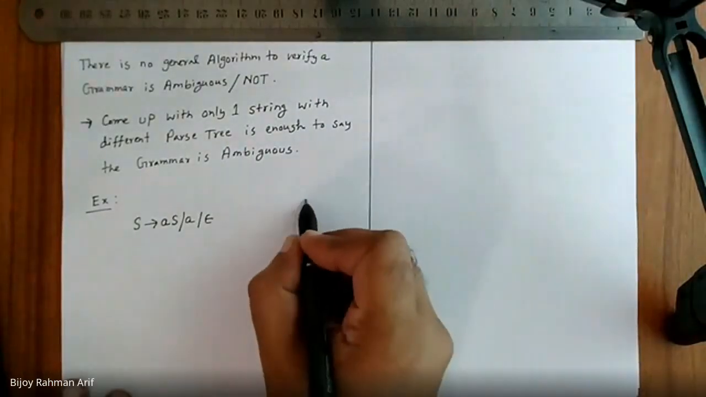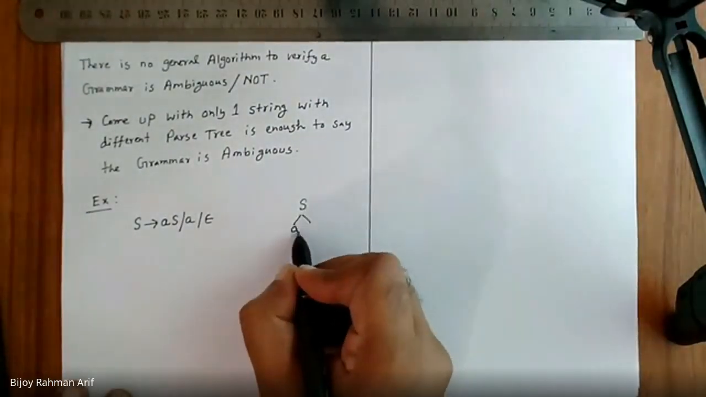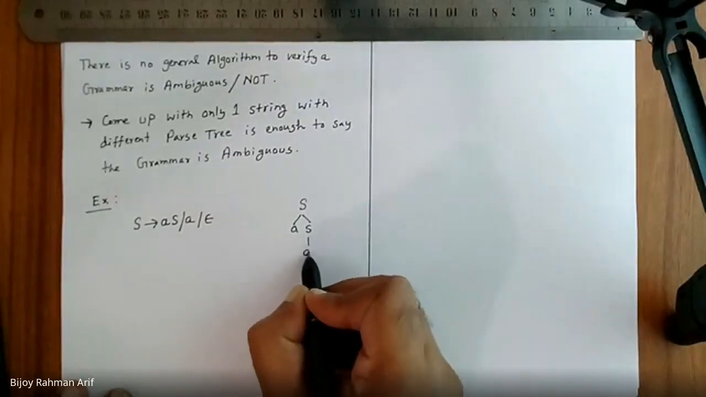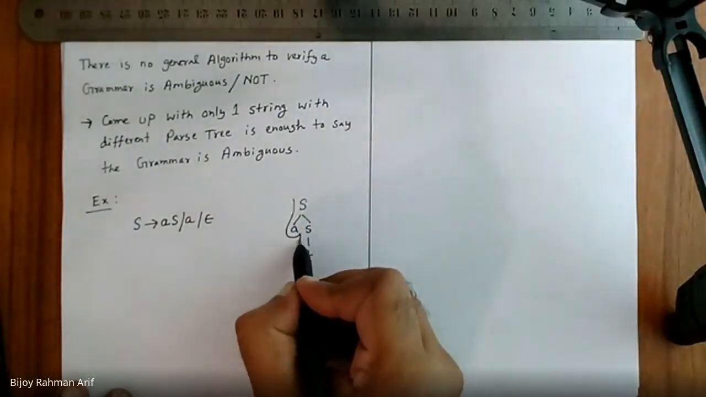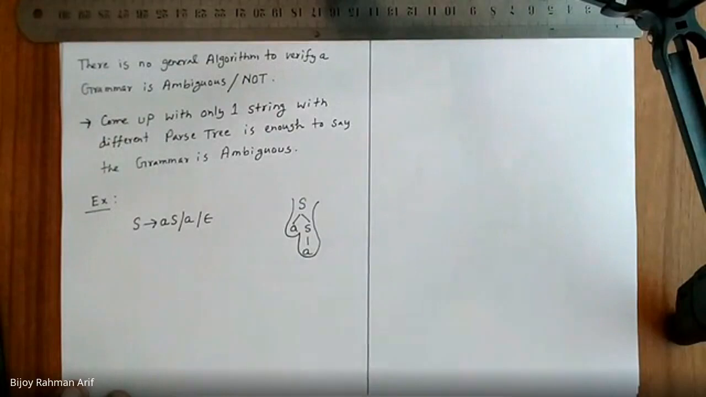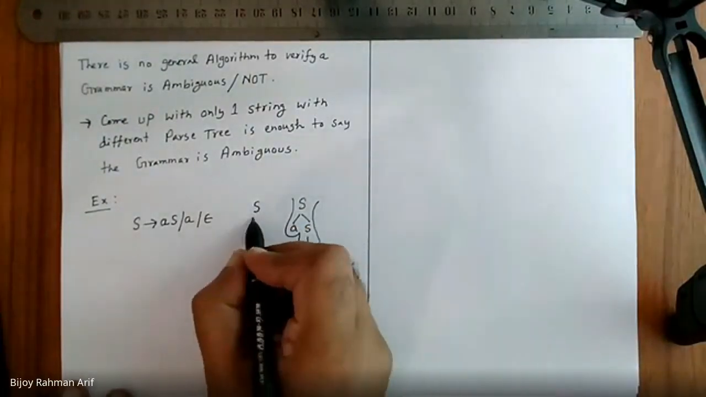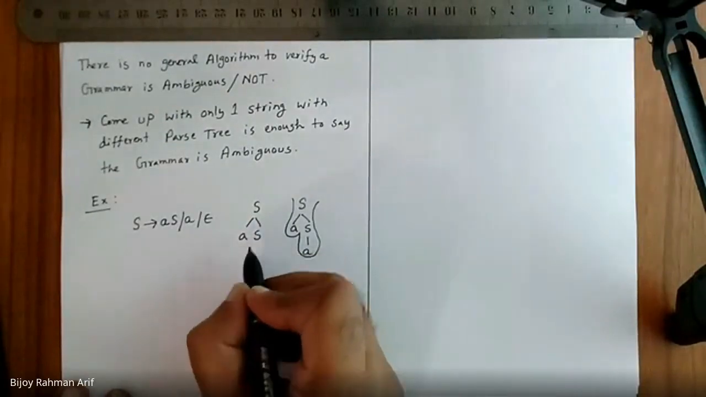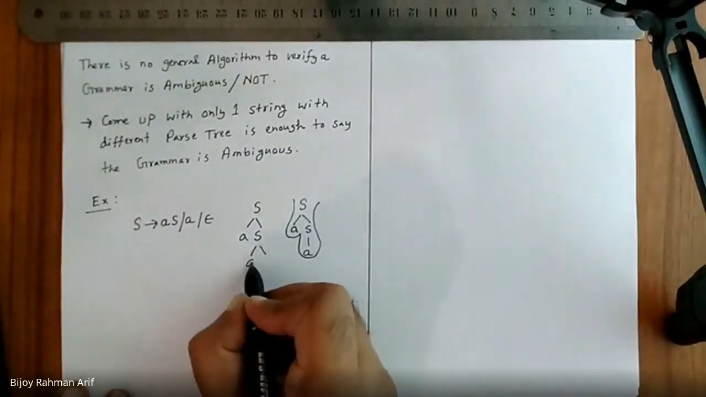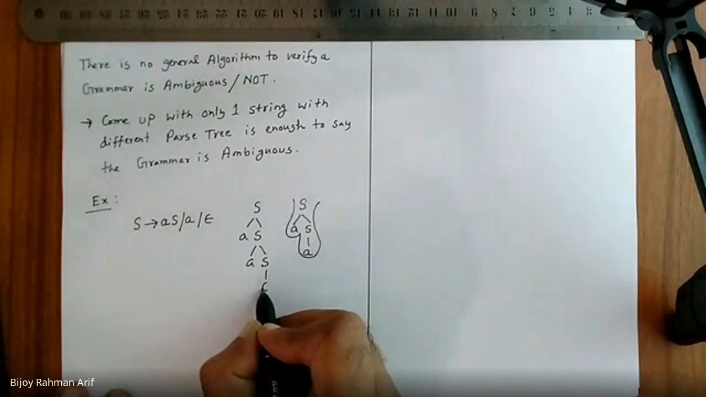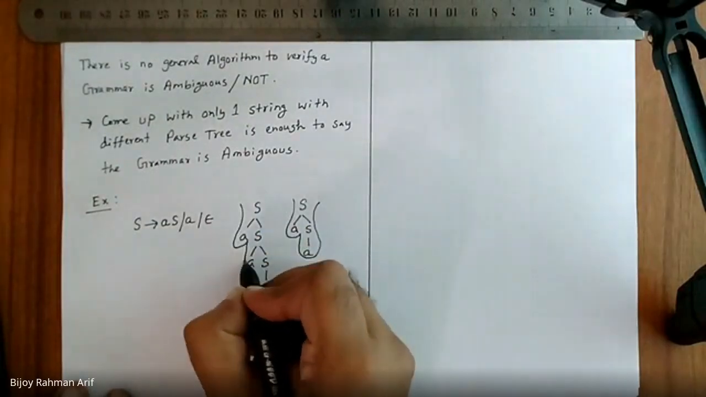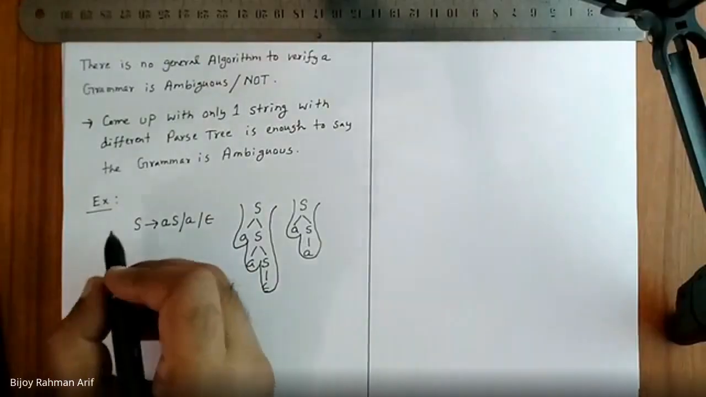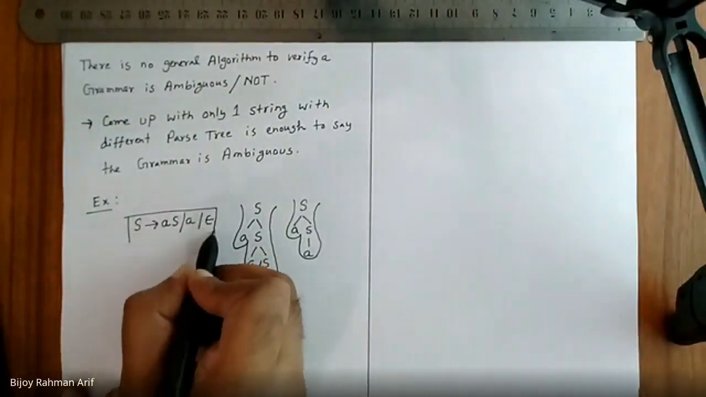Let's take this. S derives AS, then this AS derives A. That's how we can derive AA. But is there any more parse tree? Yes. S derives AS, then this S derives AS, finally this S derives epsilon. Am I right? Yes, sir. So two different. One example is more than enough to say this is ambiguous. But is there any simpler example?